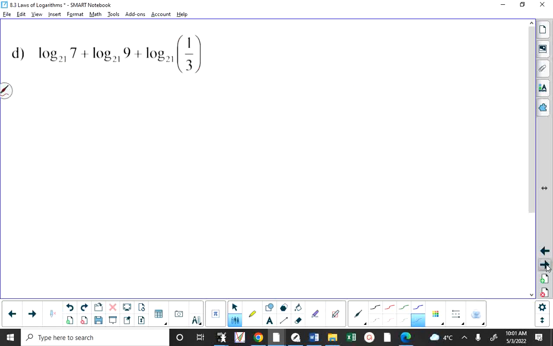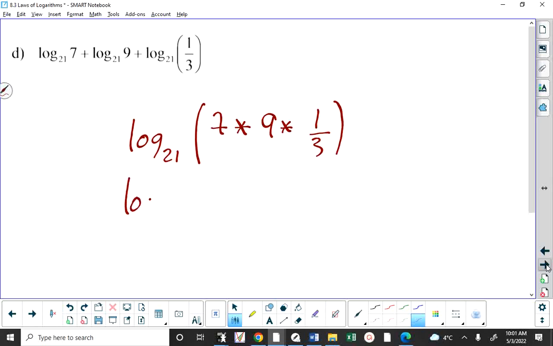D, well, these are all positive logarithms, so I can write log base 21 of 7 times 9 times 1/3. That happens to be 21. So log base 21 of 21 is 1. We're still okay with this?